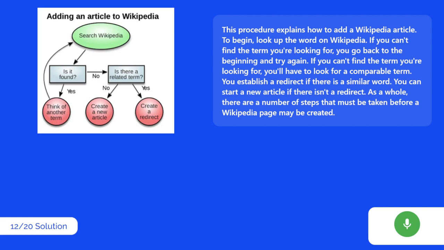You establish a redirect if there is a similar word. You can start a new article if there isn't a redirect. As a whole, there are a number of steps that must be taken before a Wikipedia page may be created.